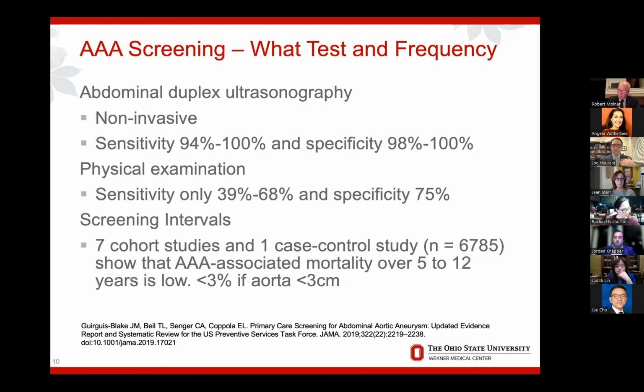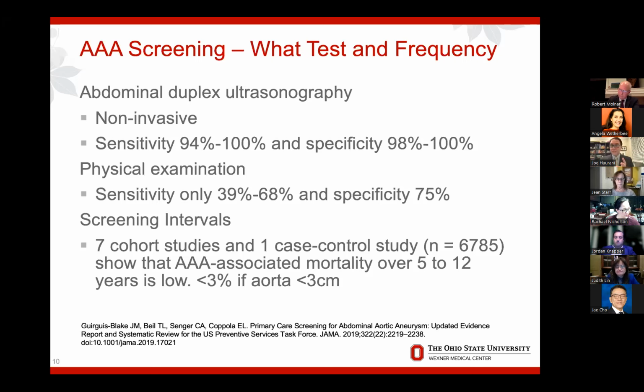So duplex for screening: non-invasive, very sensitive and specific, right? Over 94 to 98% on those. And when you compare that to other screening modalities, the main advantage is it's much better than physical examination. In the US population, unfortunately, obesity rates have risen significantly, and it's pretty hard to palpate something along somebody's spine. So sensitivity and specificity of physical exam is just not adequate.